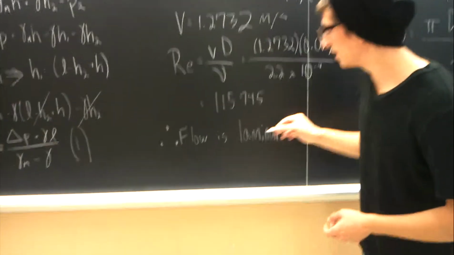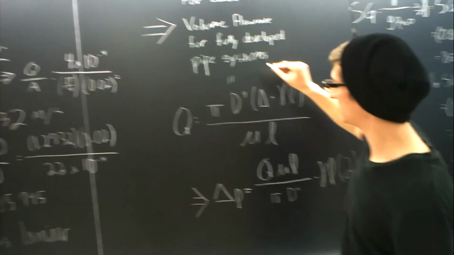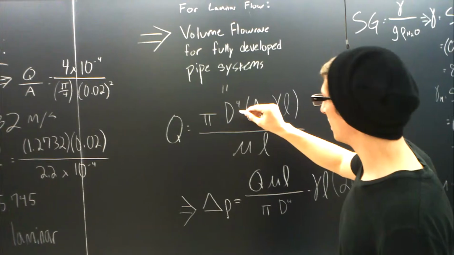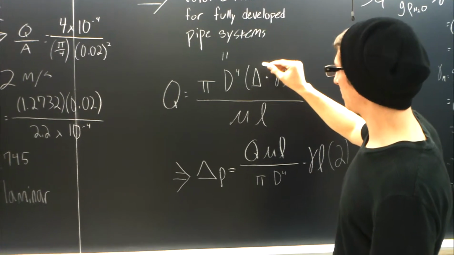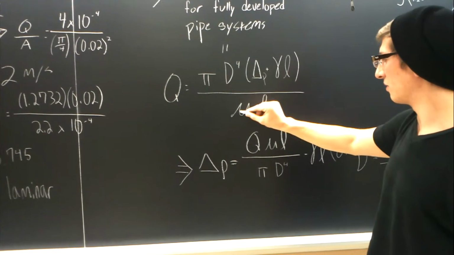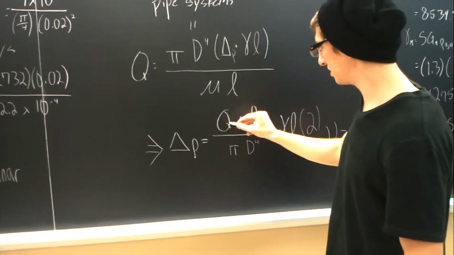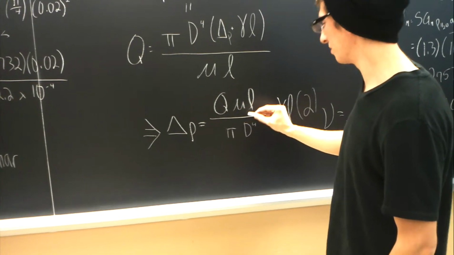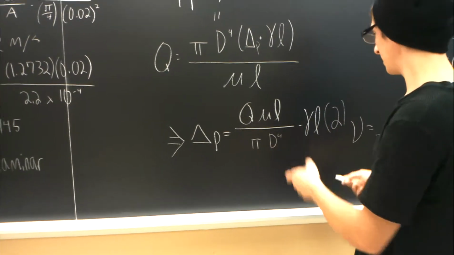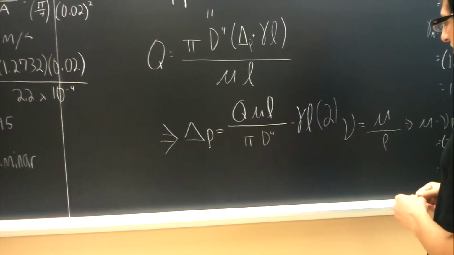And with this knowledge, if you look in your textbook, you'll find that the volume flow rate for a fully developed pipe flow when the flow is laminar is equal to Q equals pi d to the fourth times (delta P plus gamma L) over (128 mu L). So rearrange that, you get delta P is equal to Q mu L times 128 over pi d to the fourth, minus gamma L. With this equation, which we'll call equation 2, you can plug that into equation 1 and get your final answer.